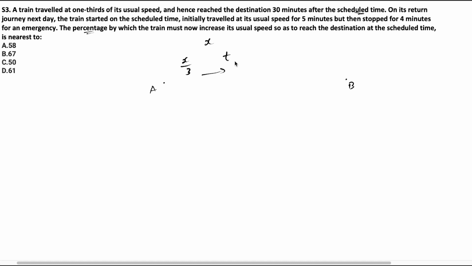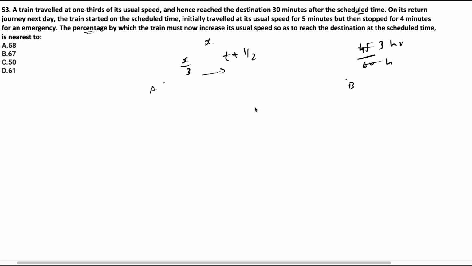So the time taken by the train to travel from A to B will be t plus 30 minutes. So you have to take t plus 1 by 2. 1 by 2 represents half an hour. So look, if you are given 45 minutes, all you have to do is divide it by 60. So you will get 3 by 4 hour.